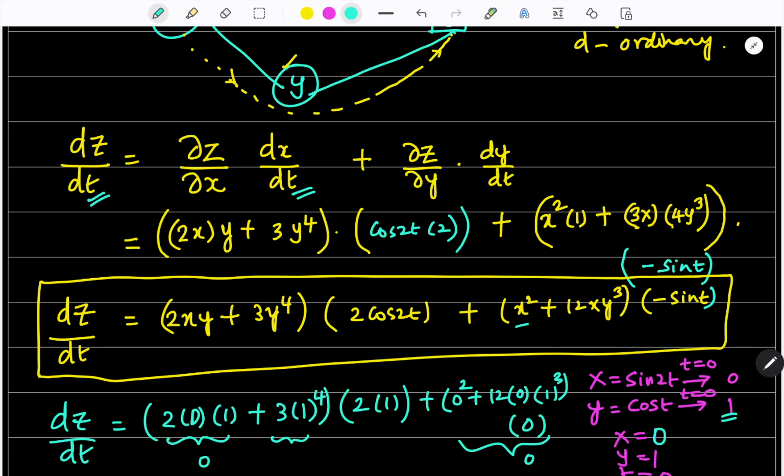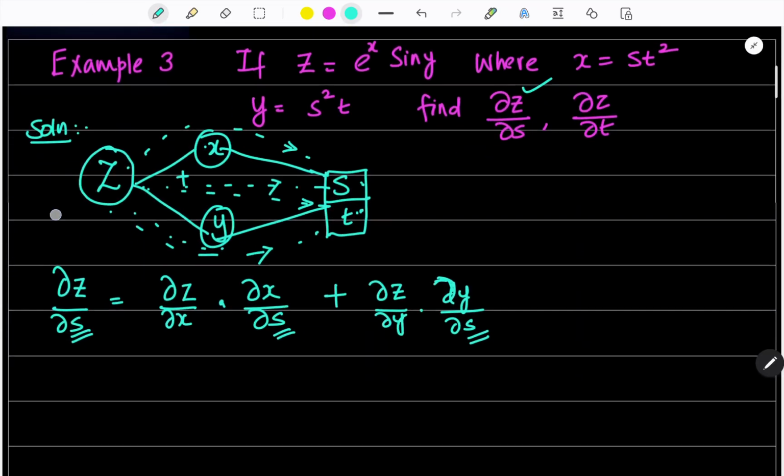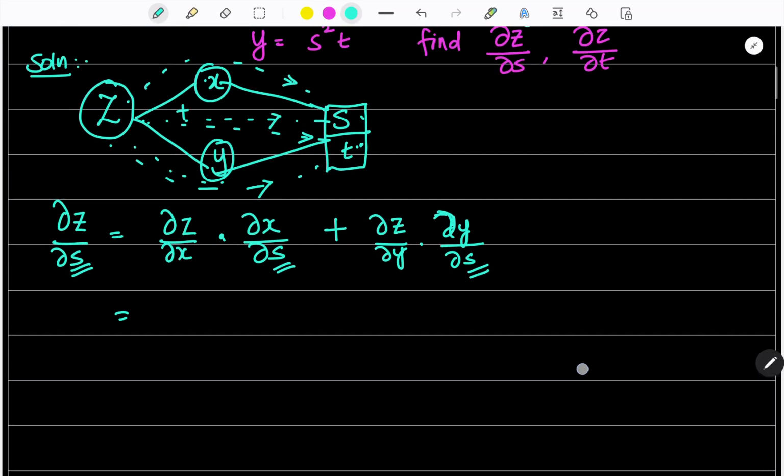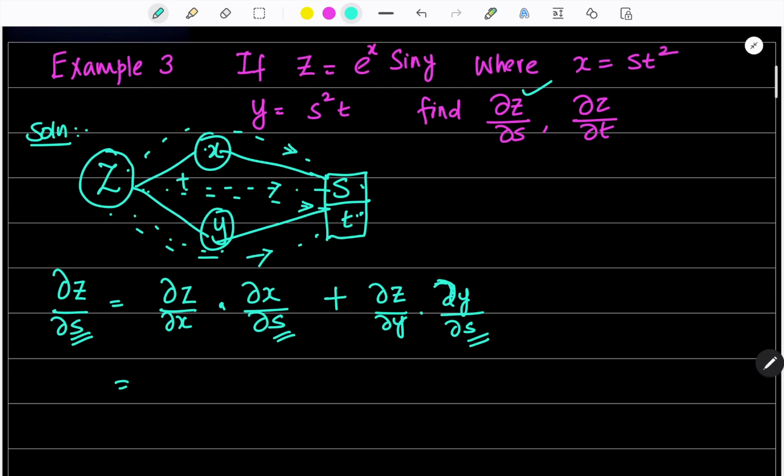The next step is the landing variable. So this is t. The landing variable must be the same. So here also the landing variable is s. So this equals dou z divided by dou x. We are going to differentiate this with respect to x. The e power x derivative is e power x times sine y. So it is e power x sine y.